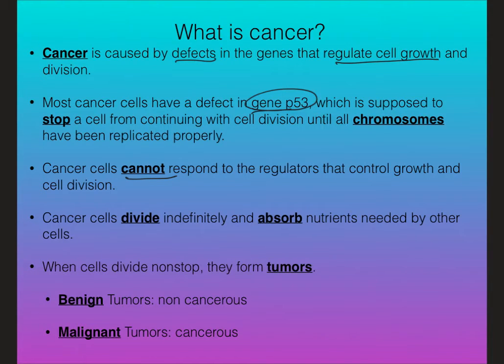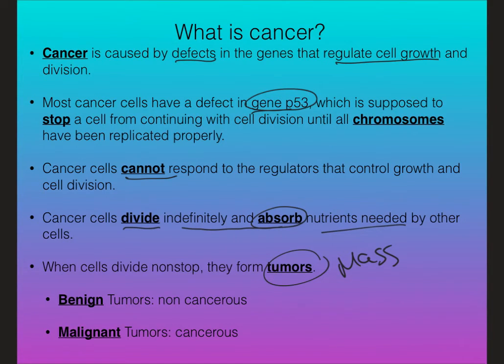Because again, there's a defect, so they don't know how to respond to those specific proteins, like cyclin A and B and so on, that tell it what to do. So cancer cells will start to divide indefinitely, and because there are so many of them and they need nutrients, they're going to absorb all those nutrients that are needed by the other cells around them. So when a cell divides nonstop, they form what we call a tumor, which is just a mass of cells.